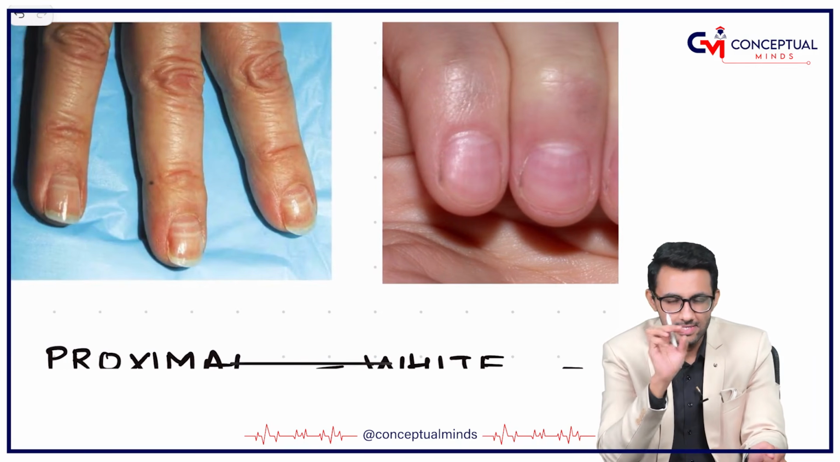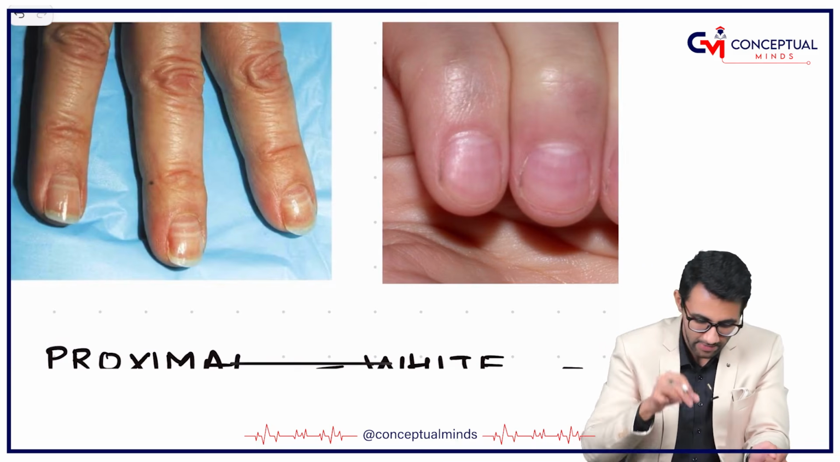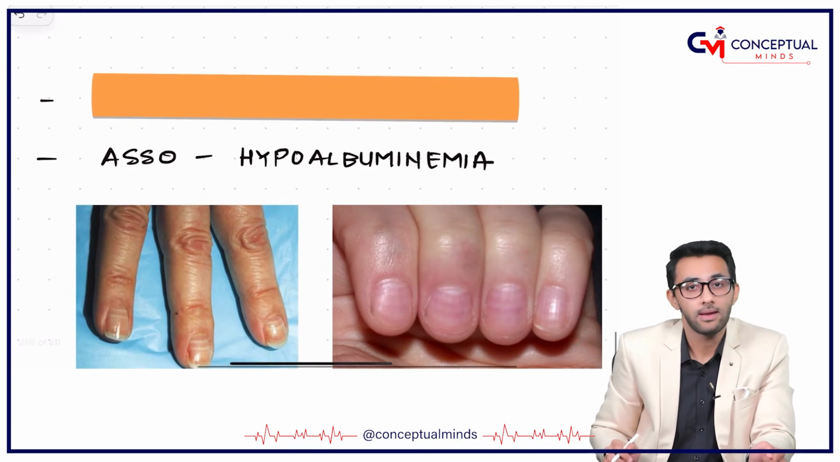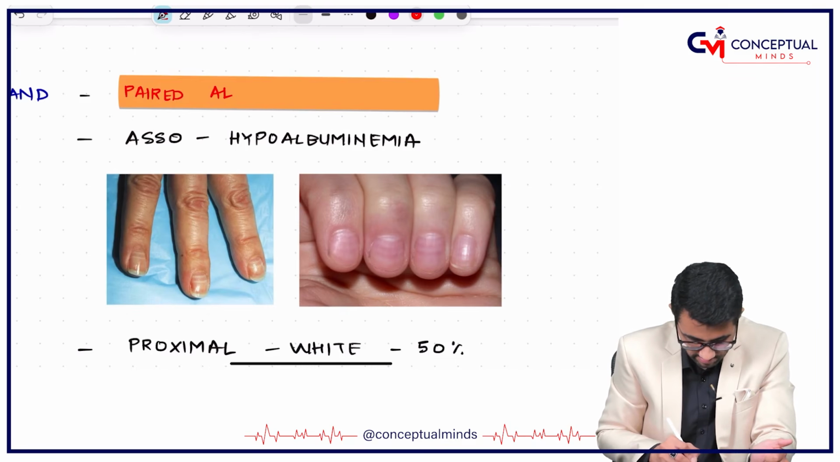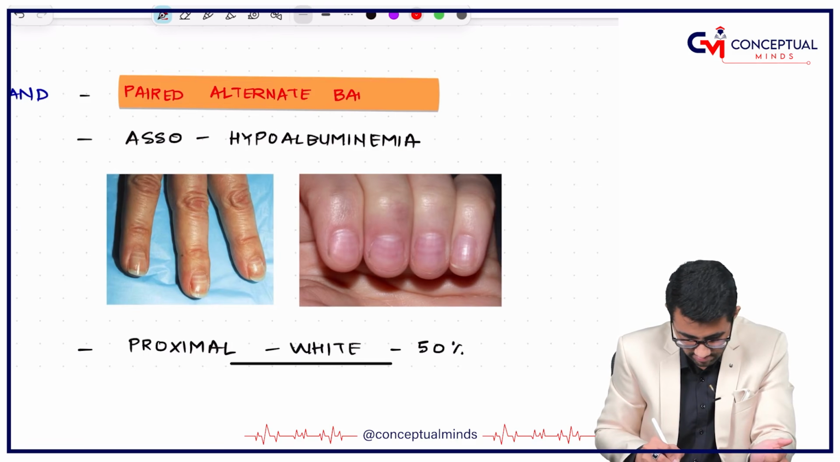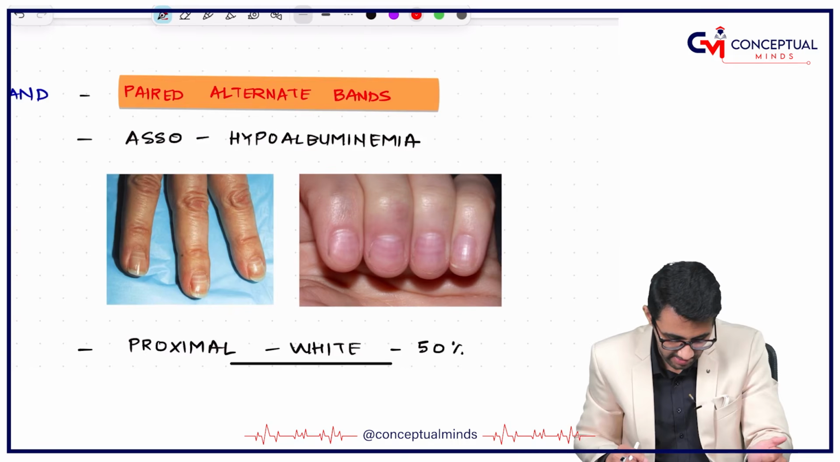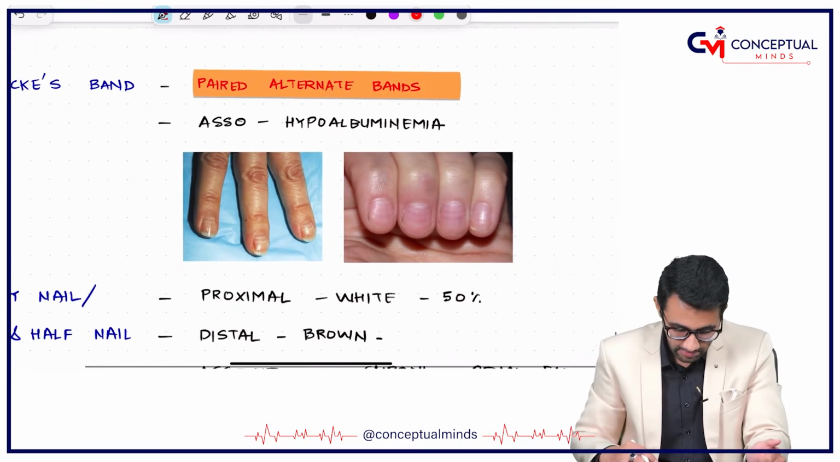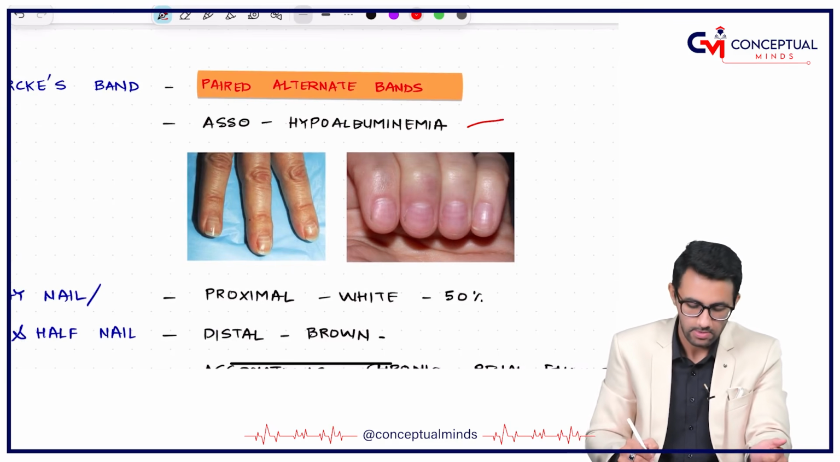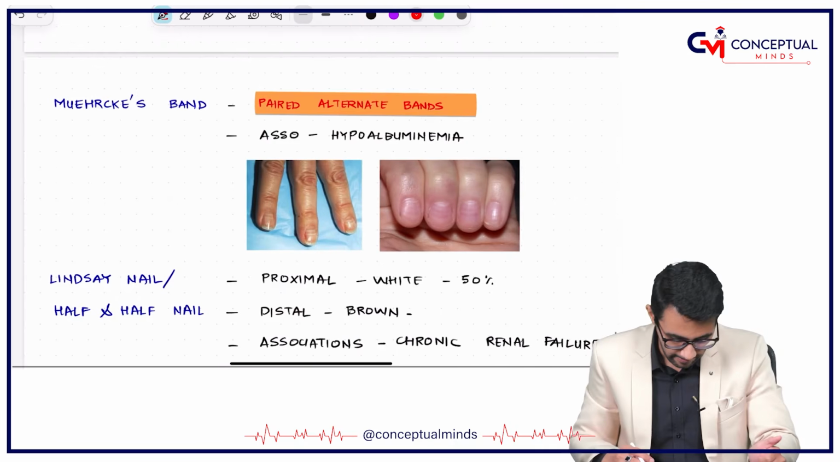Alternate bands, right? This is the band-like structure you see. Okay, fine. These are paired alternate bands. Alright, we have this. Okay, paired alternate bands. Fine. What do we see? What are the associations? Same as before, same as above. This is hypoalbuminemia. Okay, this is the one.